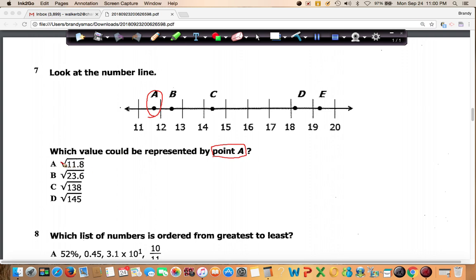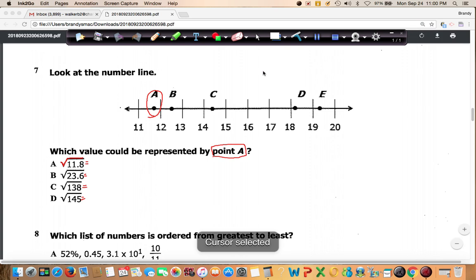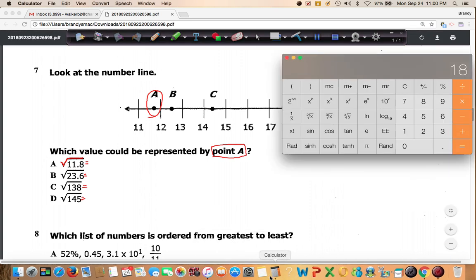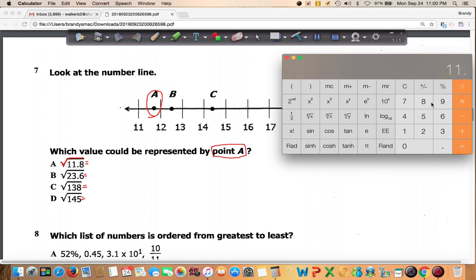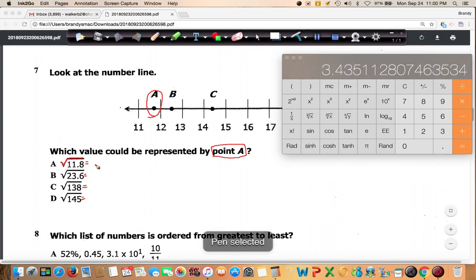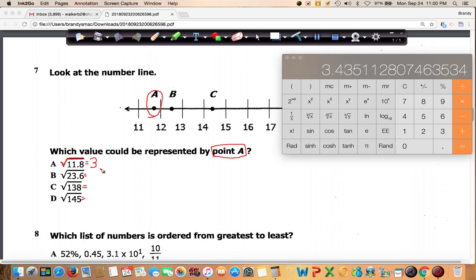11.8 is wrong because of this guy right here, that square root symbol, because that means you have to do something to the 11.8. In fact, you have to do something to all of them. You actually have to put them in the calculator. So if we bring up our handy dandy calculator and put in 11.8 and hit the square root button like it says, well then I get this teeny tiny number, 3, and I'm just going to round, 0.44.